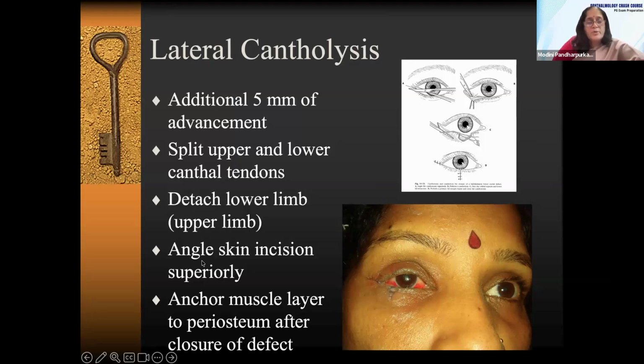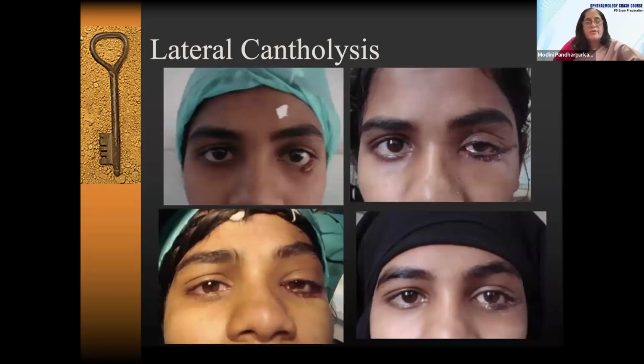Here you must be sure that you angle the skin incision always superiorly, because you want the lower lid to be pulled up to the center of the orbital rim. That's the Whitnall's tubercle. So you have to angle this upwardly and anchor the muscle layer to the periosteum after you close the defect. So not only do you align the canthi, you also attach these muscles, you approximate them for a proper contour and proper position of the lid.